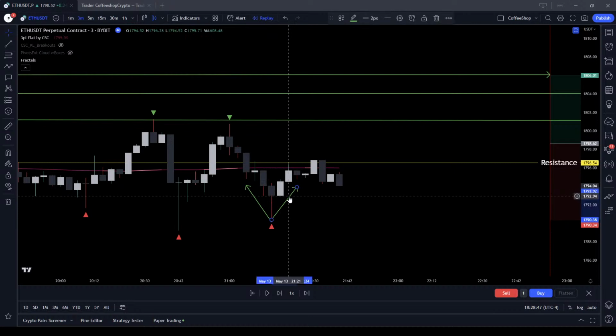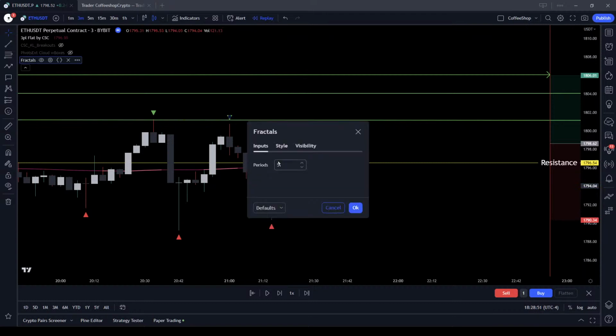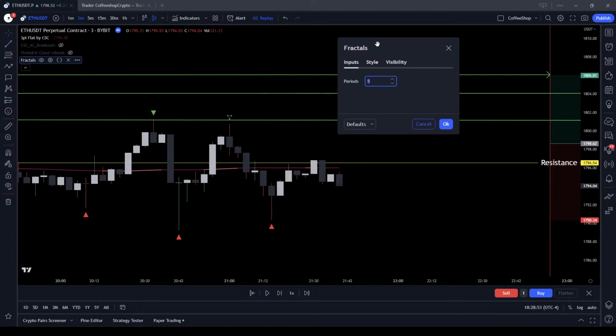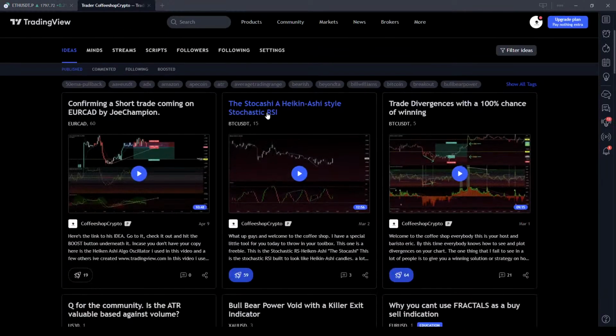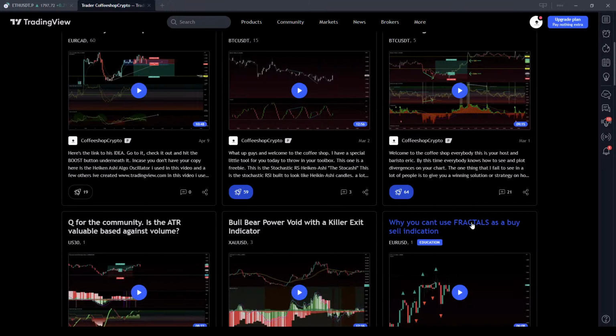But the fractals show up very late, and it is dependent on the period that you set. I have it set for 5, which means it's looking at every single bar. It looked at this one and said, okay, all of these are higher lows, I'm going to print a fractal, which means this shows up 5 candles late. So, why you can't use fractals as a buy sell indicator.